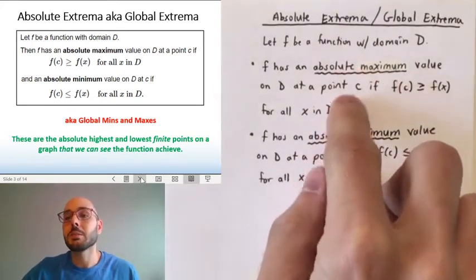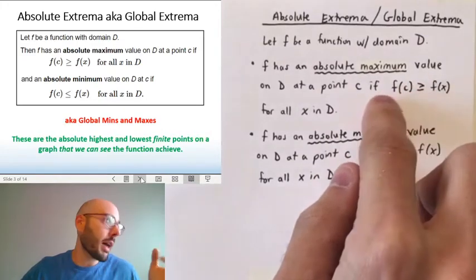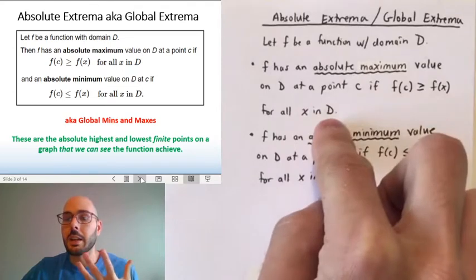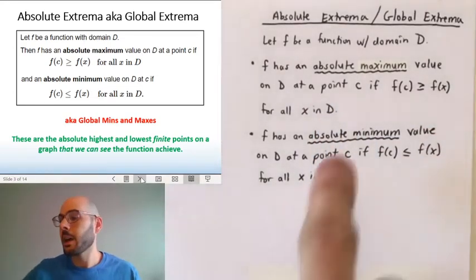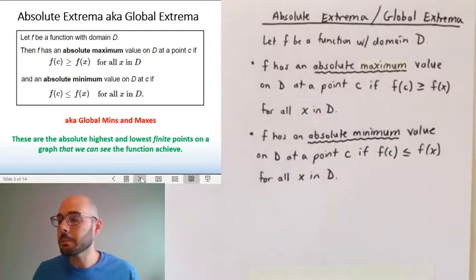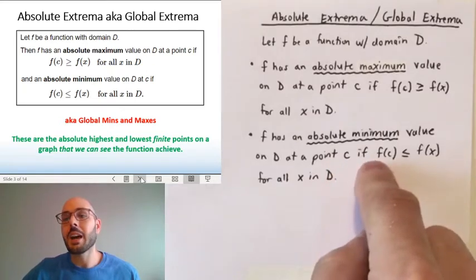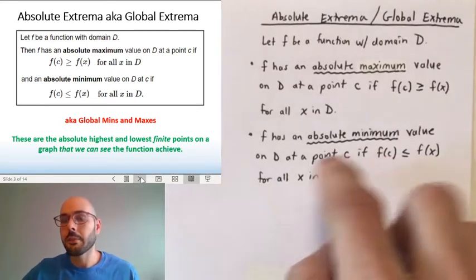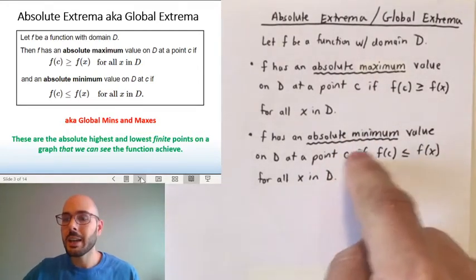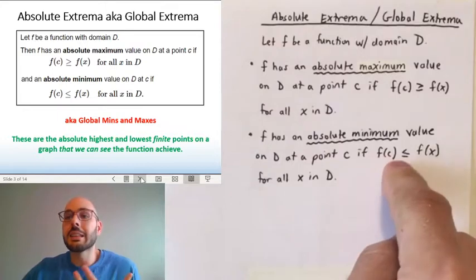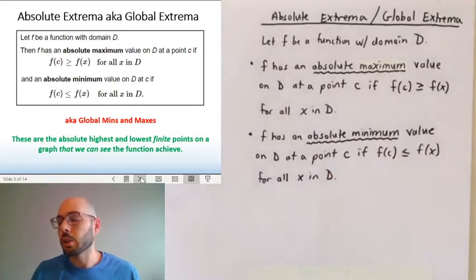I'm going to have an absolute maximum at a point if its y value is greater than or equal to every other y value that exists in the entire domain of the function. That's why it's the absolute maximum. Absolute minimum, same concept, but instead we have an absolute minimum value at a point C if f of C is less than or equal to f of x for all x in D. So we'll have an absolute minimum at a point C if the y value there is less than or equal to the y value at every other point in that function's domain.